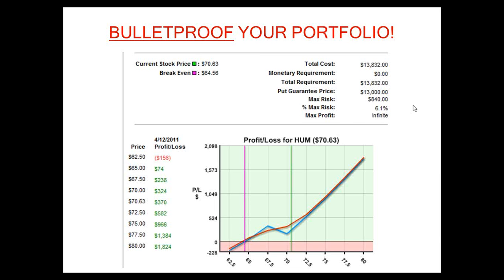Exactly. That's exactly what I'm getting at. You see, our maximum risk for the married put had been 940. Now, magically, it's 840. Why? Because we received a $100 credit.